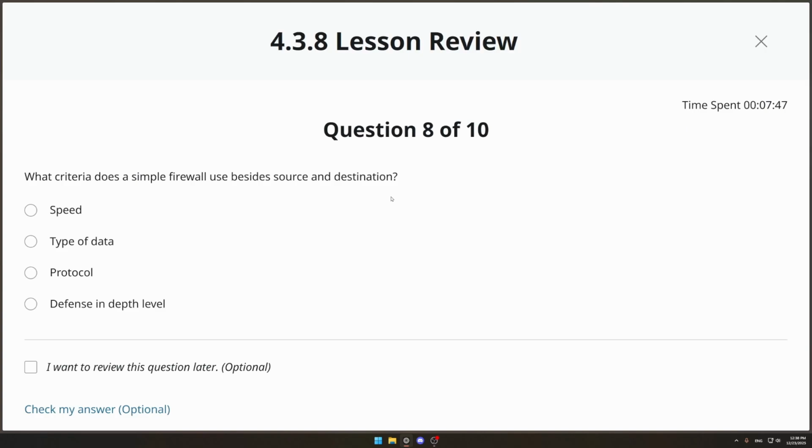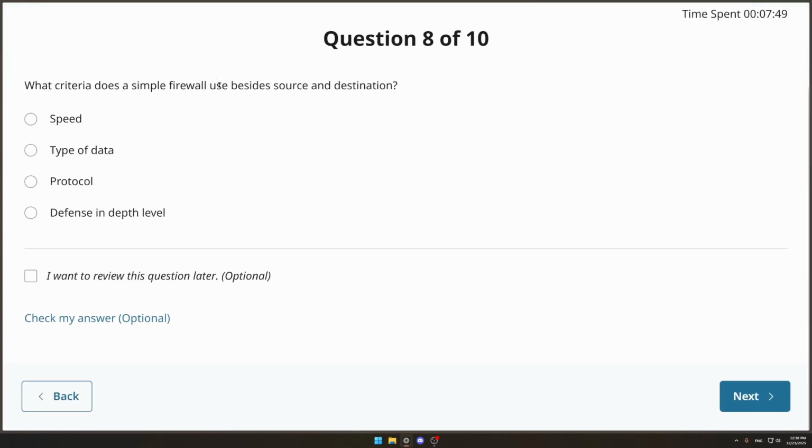Number 8, what criteria does a simple firewall use besides source and destination? Type of data, protocol, speed, type of data, protocol, defense, and depth level. I'd say it is the protocol. I want to say, destination would be port. Source would be from which computer.